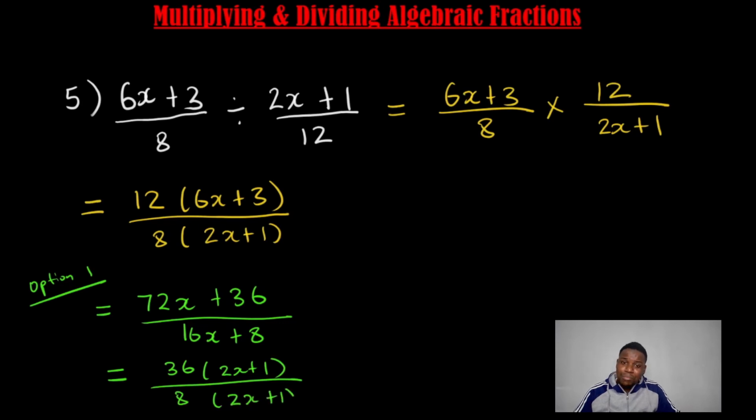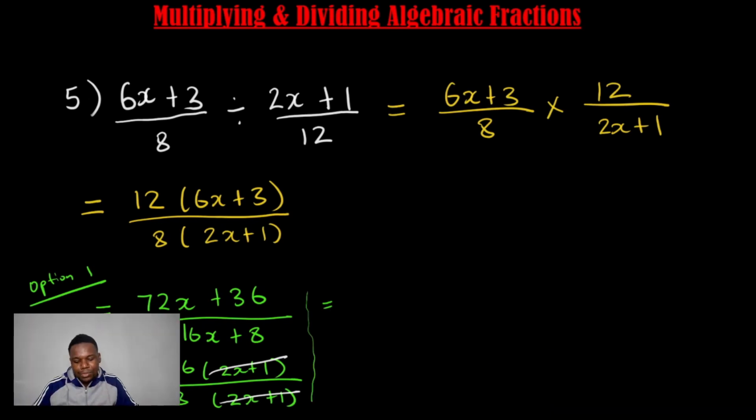So we realize that the brackets are the same, so we can go ahead and cancel them. So 2x plus 1 into 2x plus 1 gives us 1. So we're only left with 36 over 8. And 36 over 8 can be simplified to 4.5. So that's the first approach.